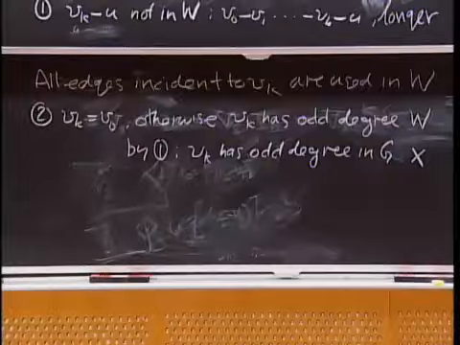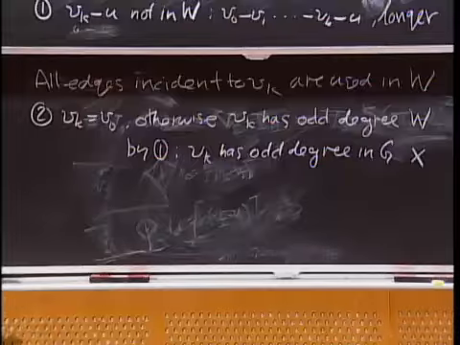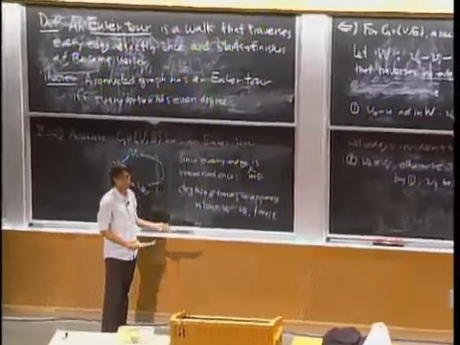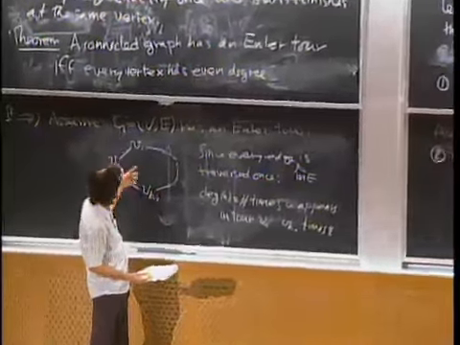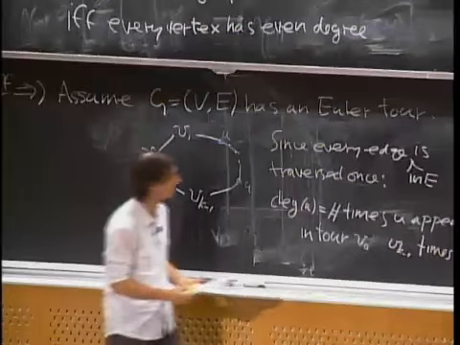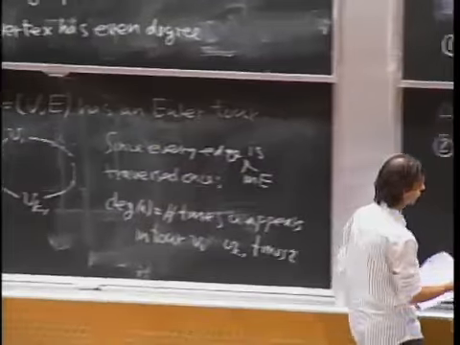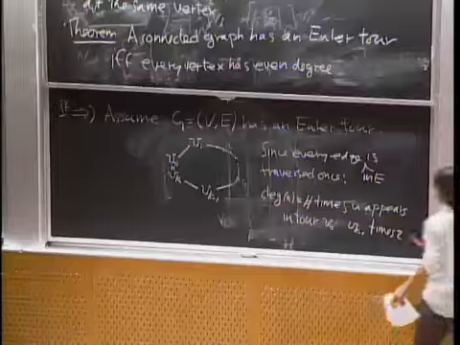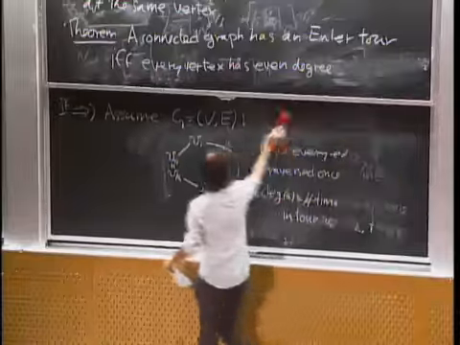Now we are not yet done, because why would this be an Euler Tour? For an Euler Tour, we really want that every single edge that G has is actually used in the tour. So we need much more. Okay, so let's use this word.